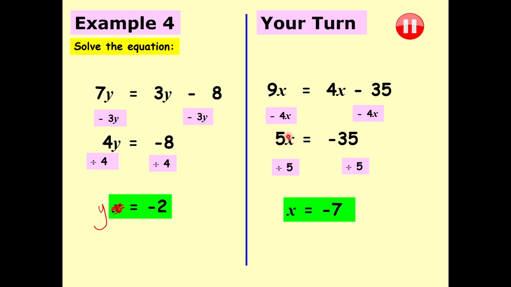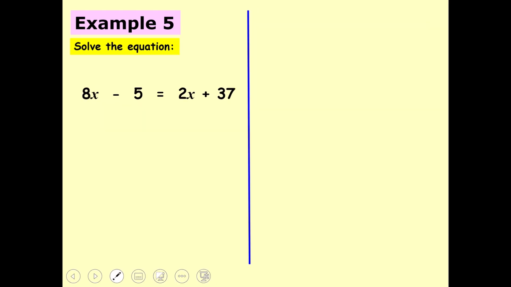Okay, again, excellent if you got that one correct. Right, let's move on to our last example. Each one getting progressively more difficult and adding a little step in each time. So we have an x on this side and an x on this side. We've also got individual numbers on both sides. We want only x's on our left hand side of the equation and only numbers on the right hand side of the equation.